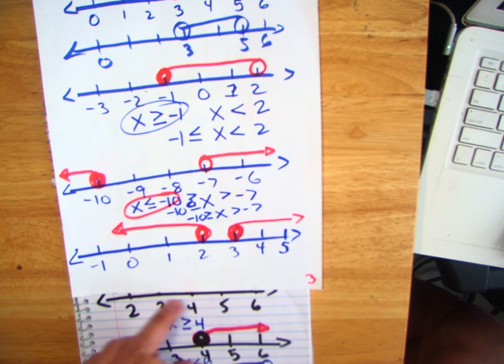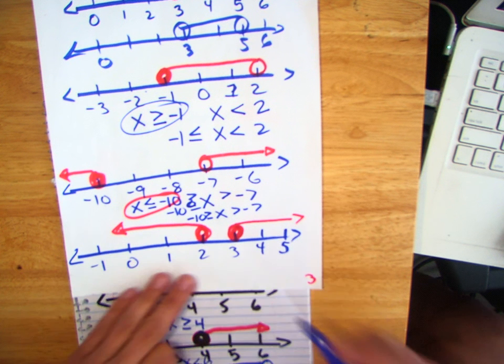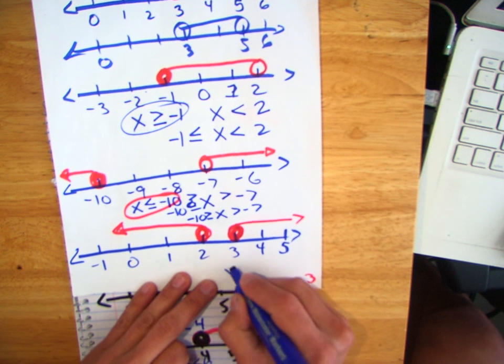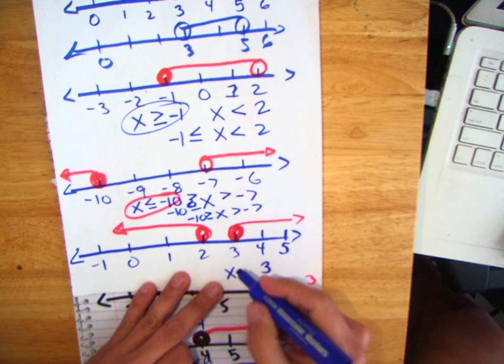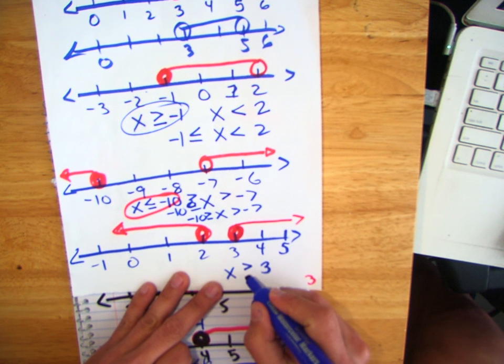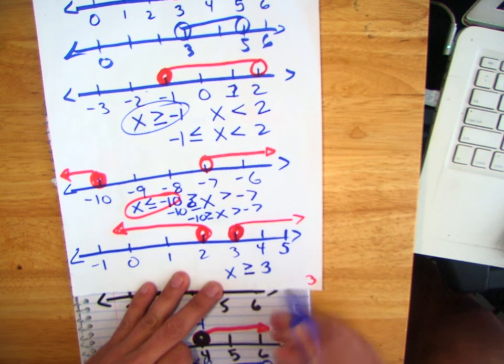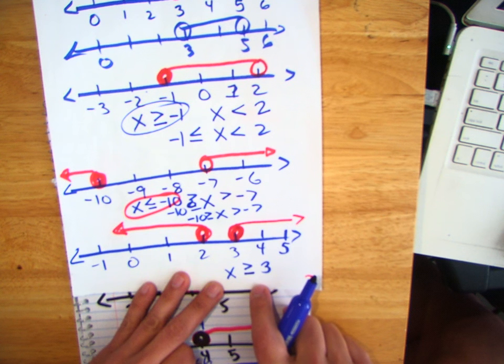Got it? All right, let me try it now. So here we go. We got x. I want any number, and there's a 3. So it's pointing to the right, so that's bigger than. Am I going to put the underline? Yes, underline. So that's x is greater than or equal to 3.